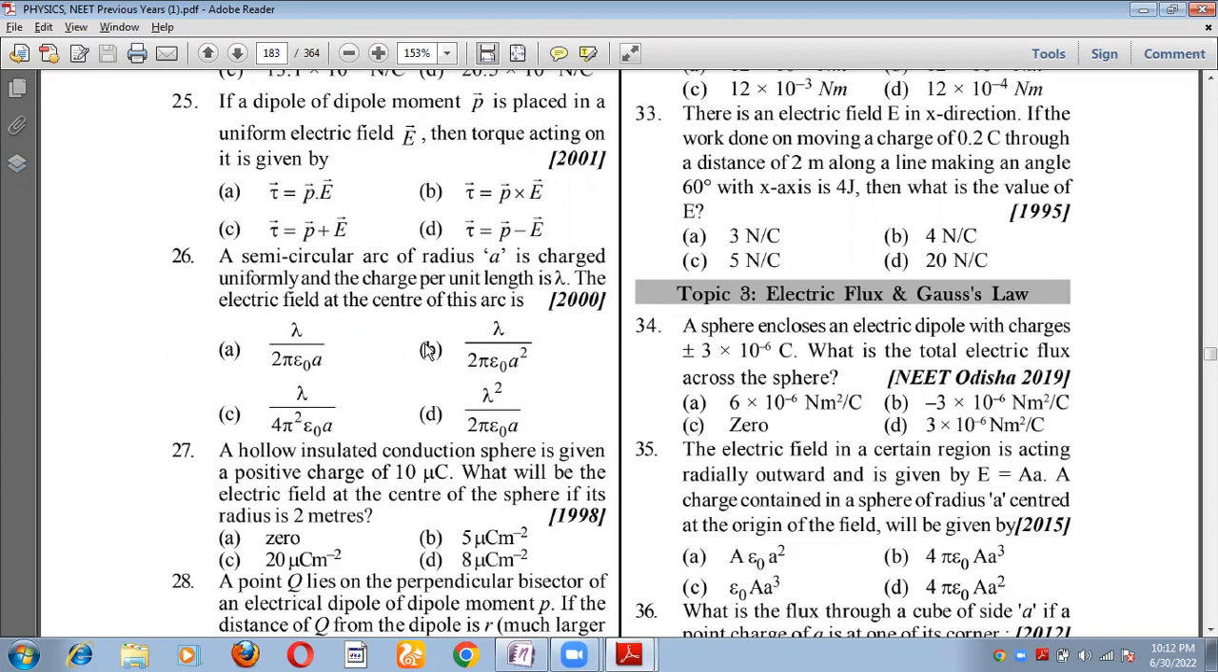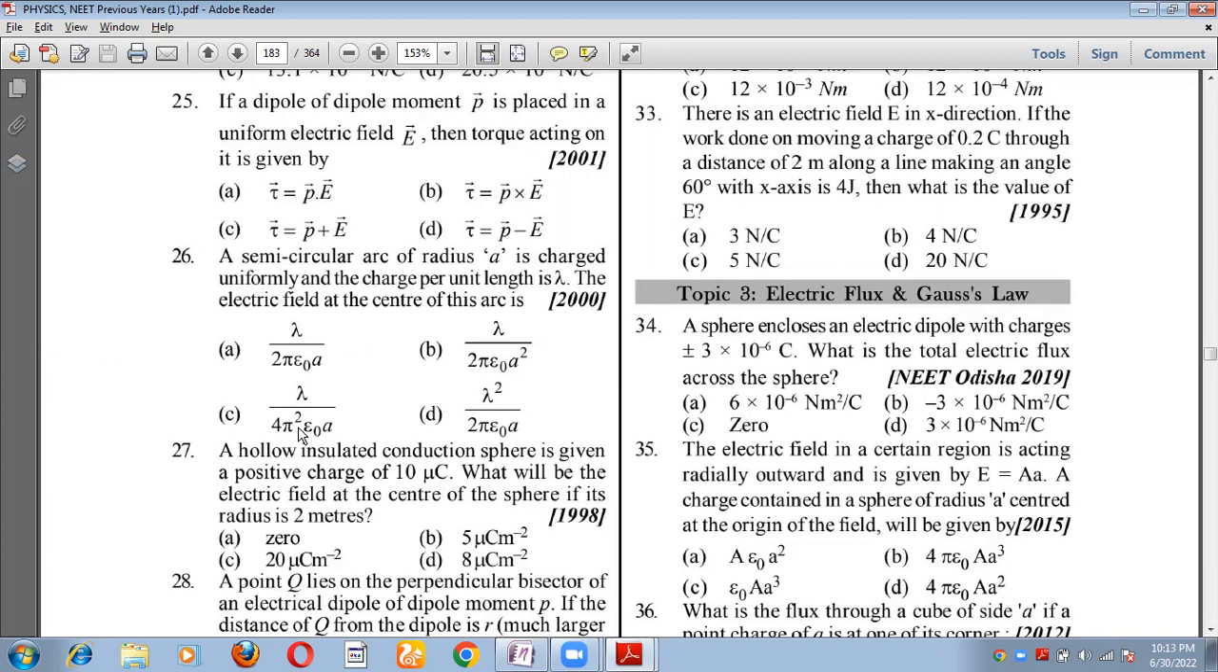Otherwise, every time you cannot get such an option. In this question, you got an option that you can eliminate, but every time, suppose the option has been given like 4 pi epsilon naught a in place of 4 pi squared, then how will you apply elimination? Generally they give such kinds of options. They frame the question with such options so that we can eliminate.